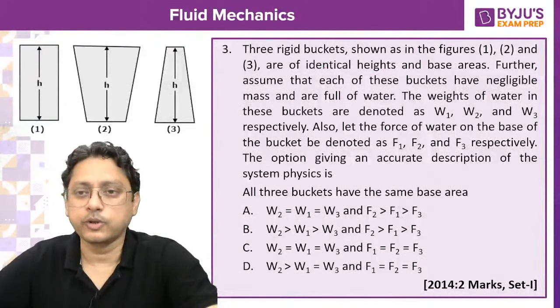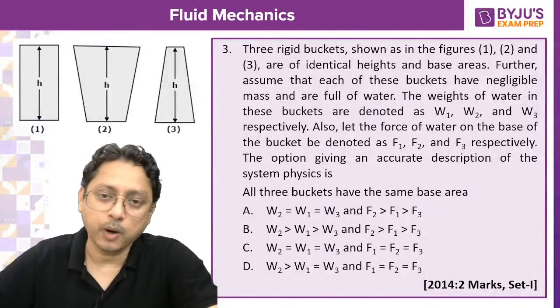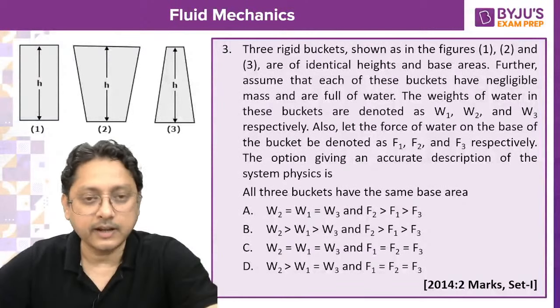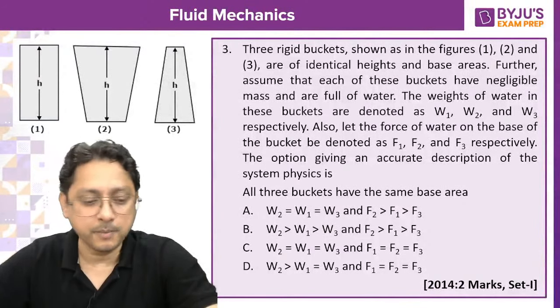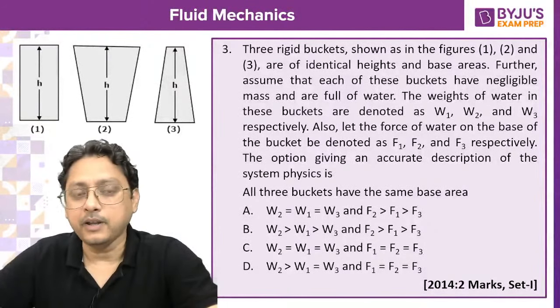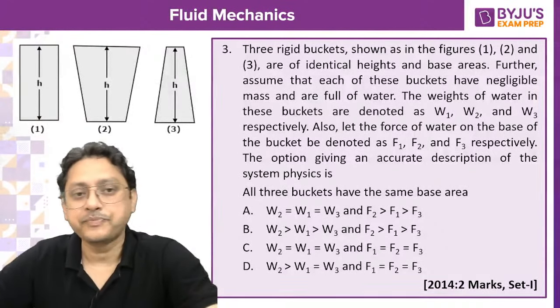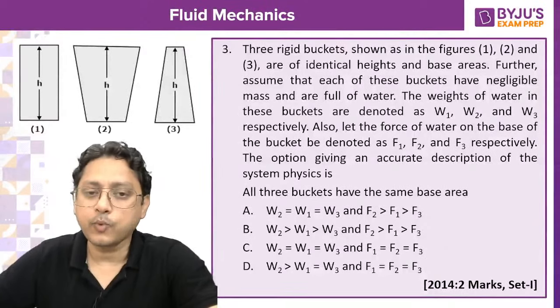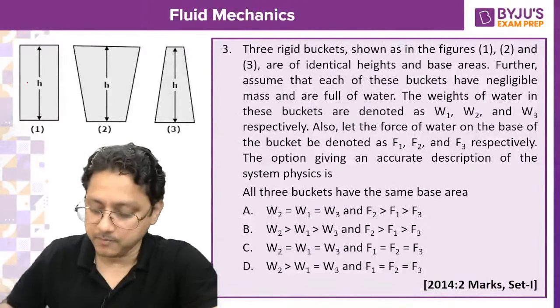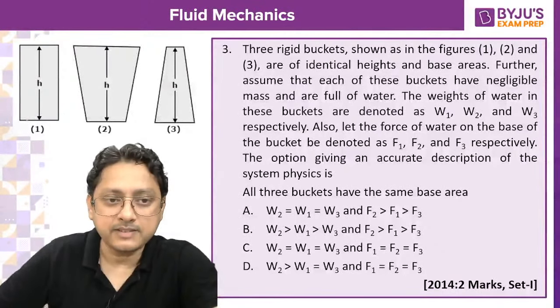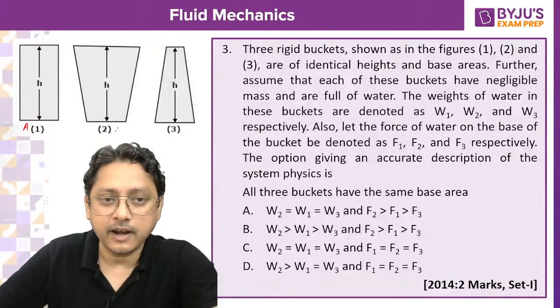Three rigid buckets are shown in the figure. Actually this is a very easy problem, but they have elaborated the problem in such a way that it looks difficult. Sometimes you may think in that way, but if you understand the problem, you will find that it is comparatively very easy. How? I'll tell you. You know that he's asking about the pressure if the base has the same area. If the base has the same area, that is A here and A here and A here.